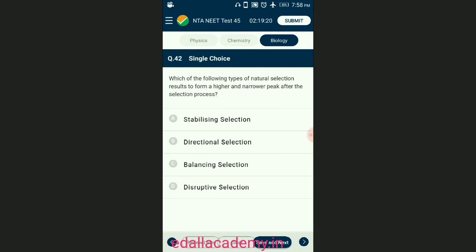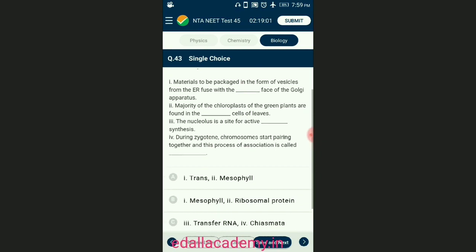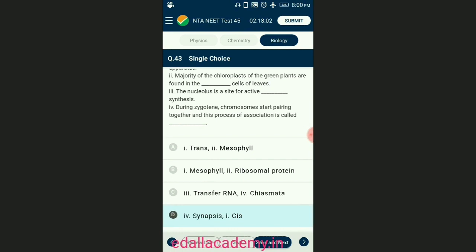Question number 43. Given below are four statements A to D, each with one blank. Select the option which correctly fills up the blank in any of the two statements. Synapsis is pairing of homologous chromosomes that occurs in zygotene phase of prophase 1 of meiosis. Golgi has two phases, one facing the nucleus called cis, convex or forming phase, and the other facing the cell membrane called trans, concave or maturing phase. Proteins from the endoplasmic reticulum enter the cis phase of Golgi, move past Golgi and exit from the trans phase of Golgi. So the answer for this question is option D. From statements 4th and 1st alone, filling with correct options, the correctly matching option is D.